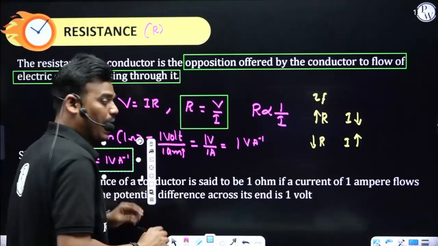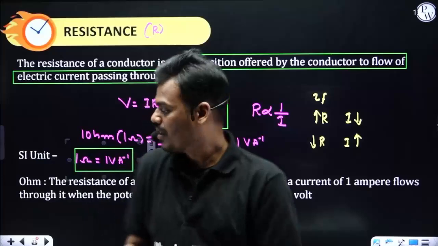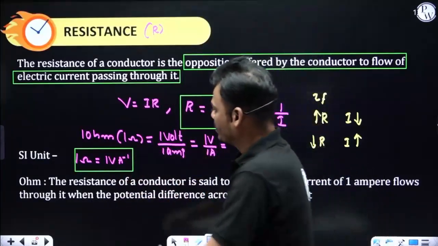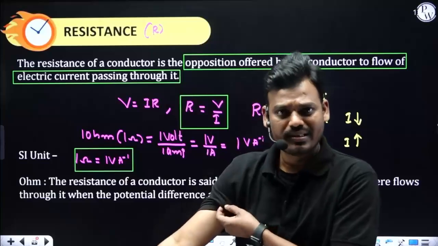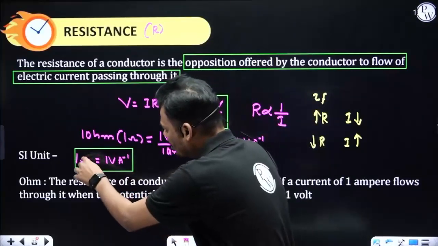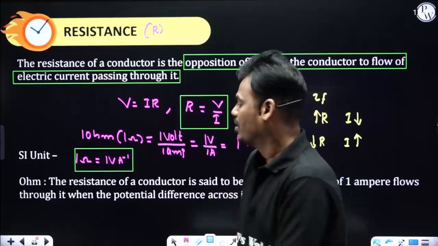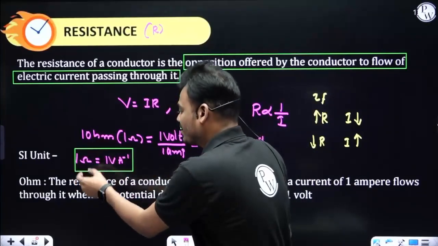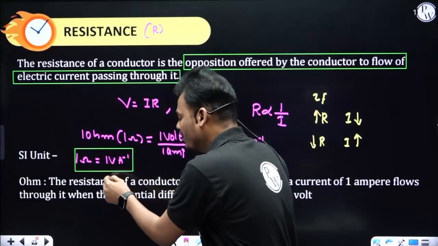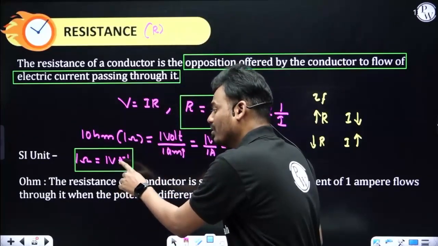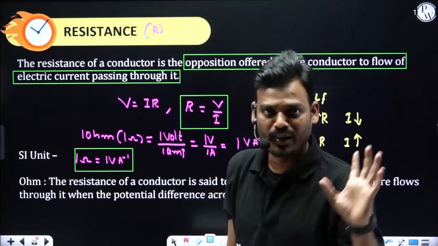Now, how to define this 1 ohm? 1 ohm is the SI unit of resistance, right? How to define it simply? In the simplest way, the resistance of a conductor is said to be 1 ohm when a potential difference of 1 volt drives 1 ampere of current flowing through it.